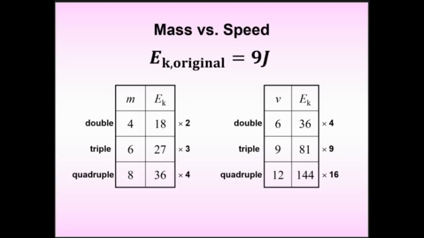Now, here's my question to you. What does double mean? What does triple mean? What does quadruple mean? So that means, however you change the mass, you end up changing the EK exactly the same way. How do you get from double to 4? You square it. How do you get from 3 to 9? How do you get from quadruple to 16?